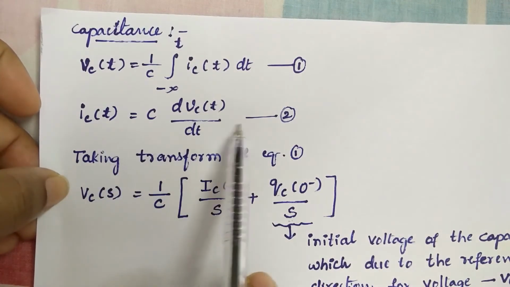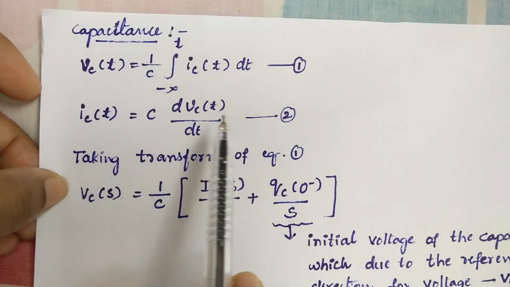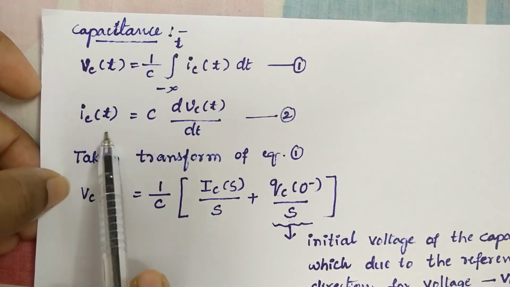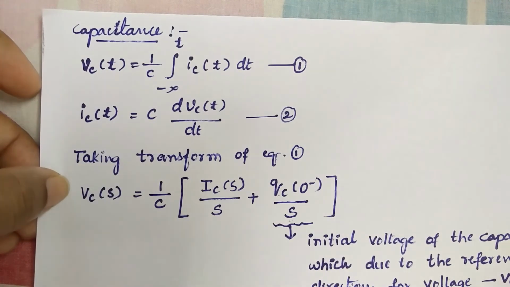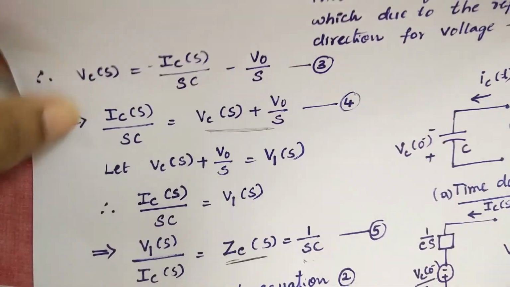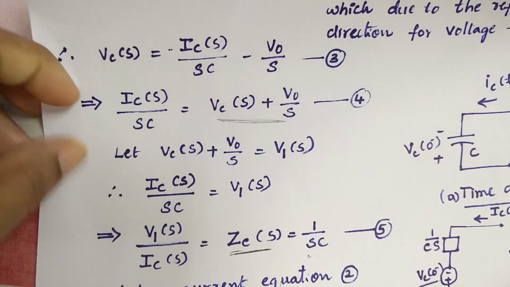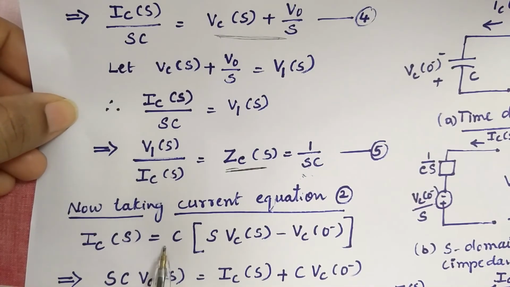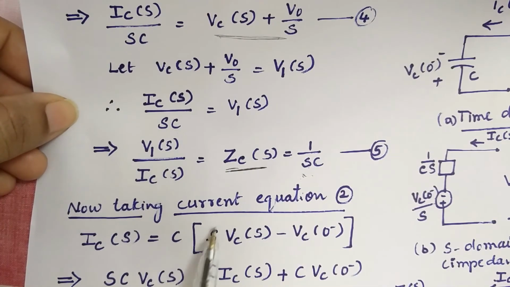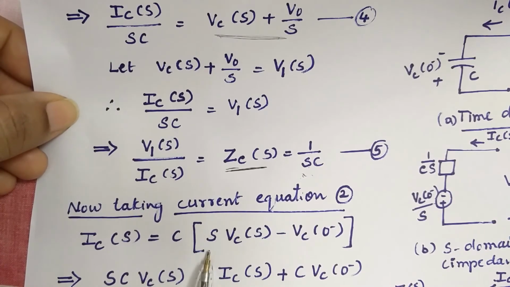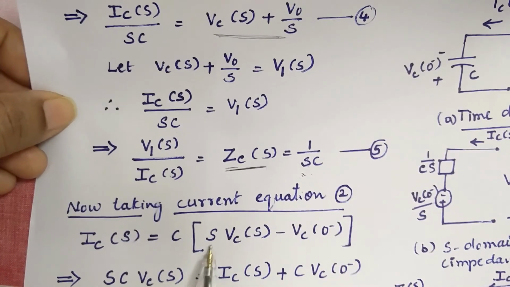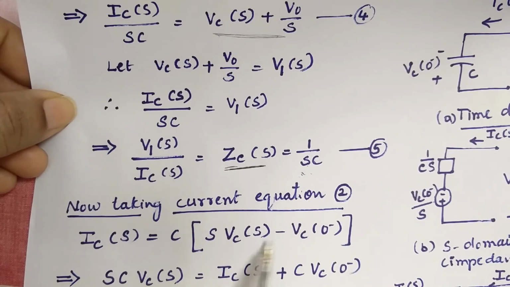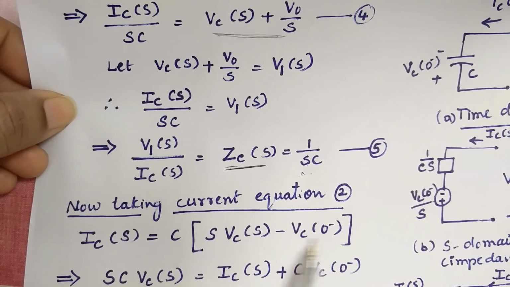Now let us have the current equation. Let us have the transformation of this equation. So Ic(t) can be taken as Ic(s). Let us see how that can be. So Ic(s) is equal to C dV/dt, right? So differentiation you are having: s into Vc(s) minus the initial voltage across the capacitor, Vc(0-).